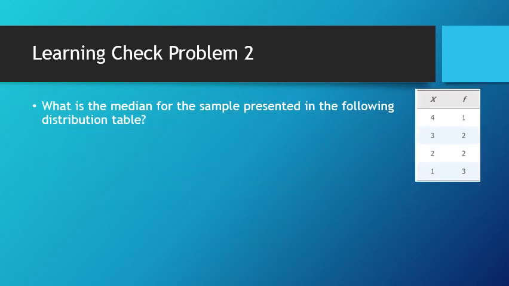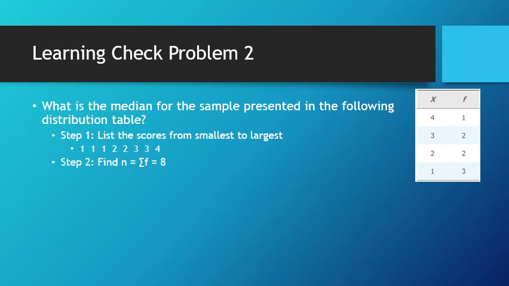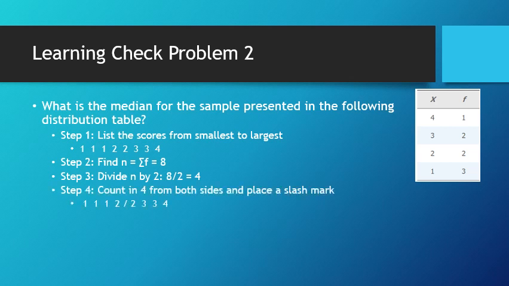Learning check 2. What's the median for the sample presented in the following distribution table? Step 1, list the scores from smallest to largest. So you're going to have to read them off the distribution table. There are 3 1s, 2 2s, 2 3s, and 1 4. You can still list them in order. You're going to find n. N, remember, is the summation of the f column. So add up the f column, and there should be 8 scores. Divide n by 2 to get 4. So you're going to count in 4 from both sides and place a slash mark.